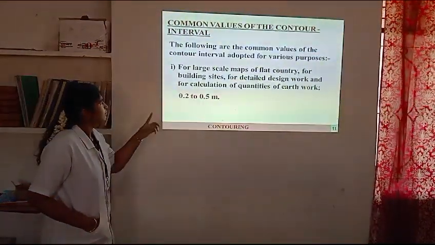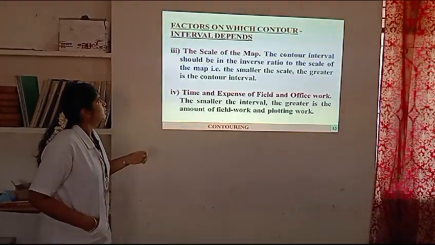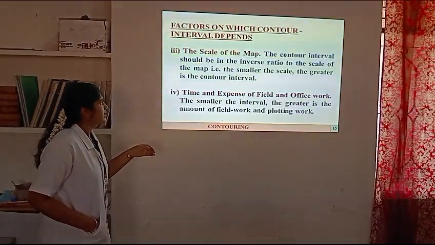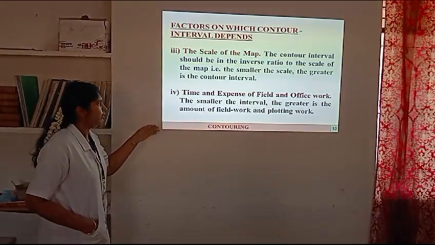Now we are going to discuss the previous slide, about the contour intervals. Now we discuss this time and expense of field and office work. Everything we got discussed.